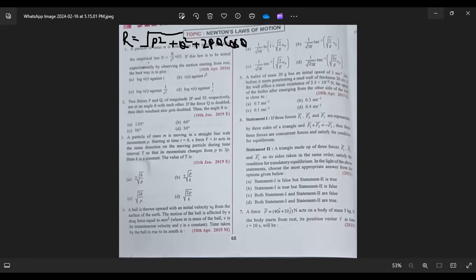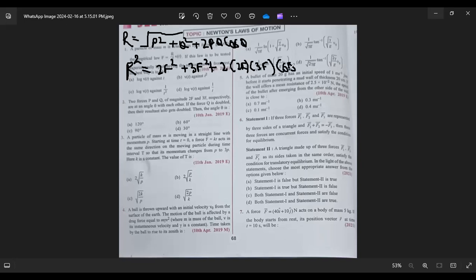According to the question, we will write here the resultant R square is equal to the first value, 2F square, plus 3F square, plus 2 into 2F into 3F into cos.